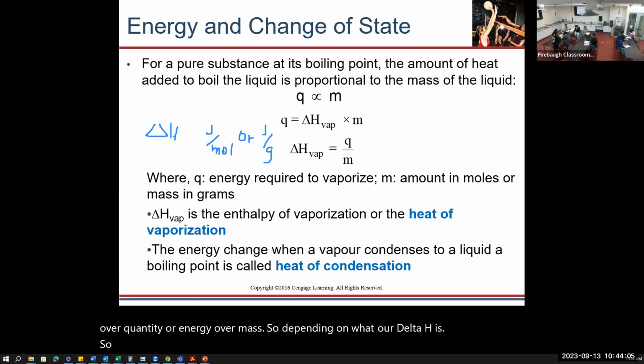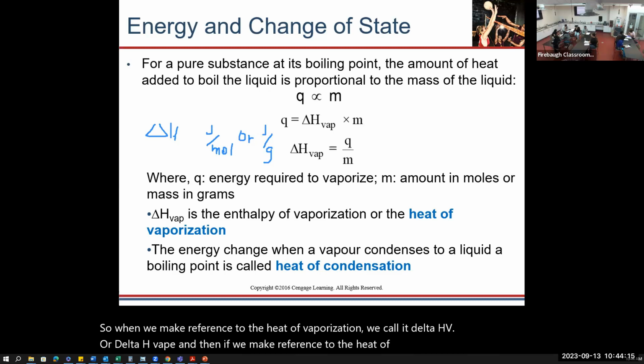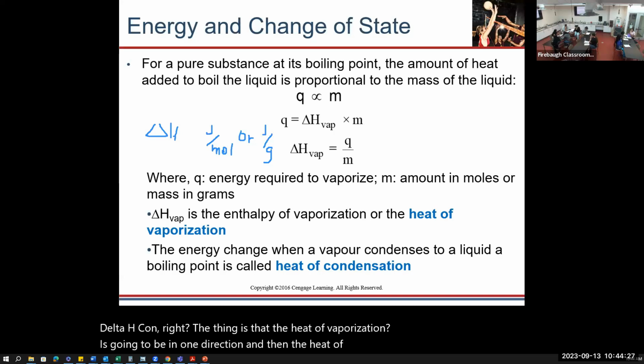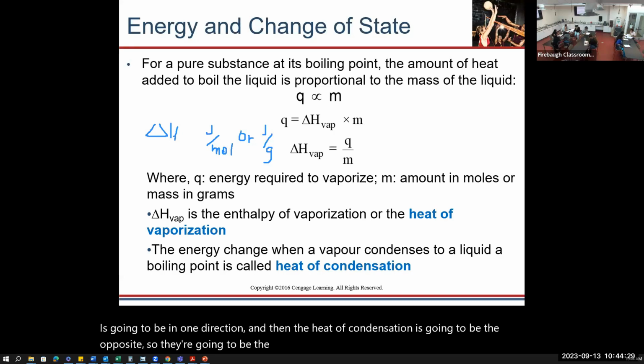When we make reference to the heat of vaporization, we call it delta H vap. And if we make reference to the heat of condensation, it's going to be delta H con. The heat of vaporization is going to be in one direction, and the heat of condensation is going to be the opposite. So they're going to be the same value, but one is going to be positive and one is going to be negative.